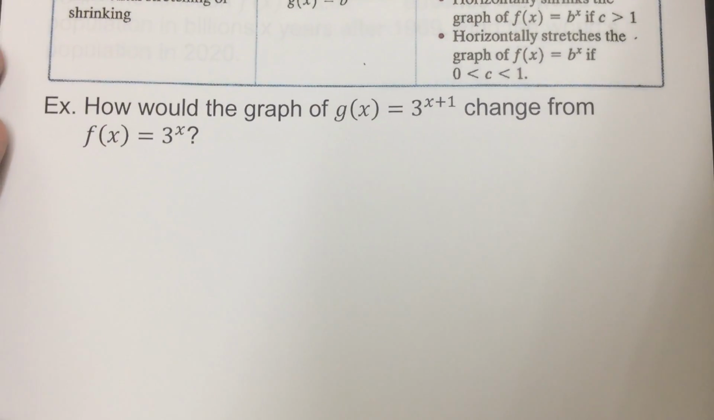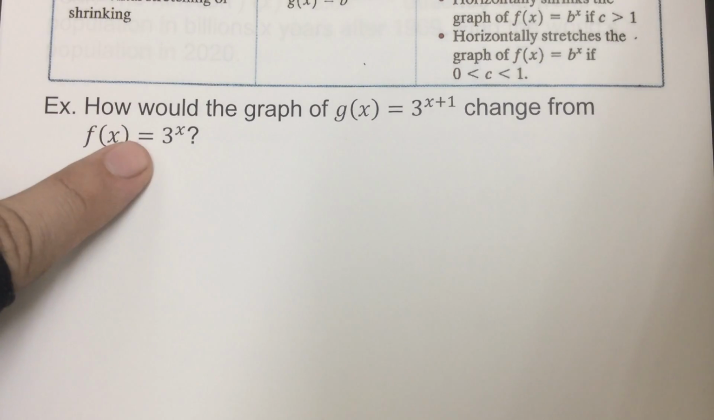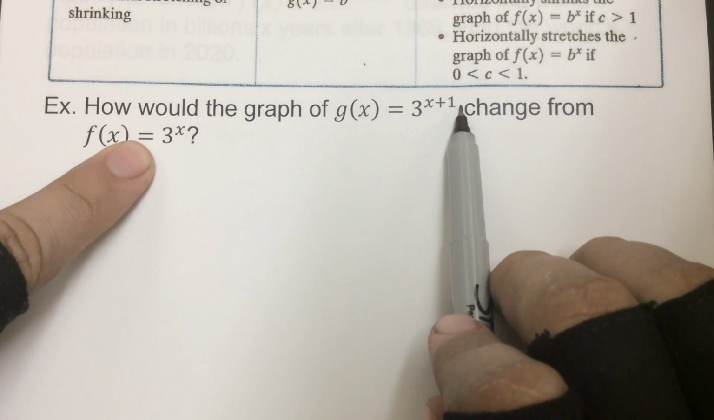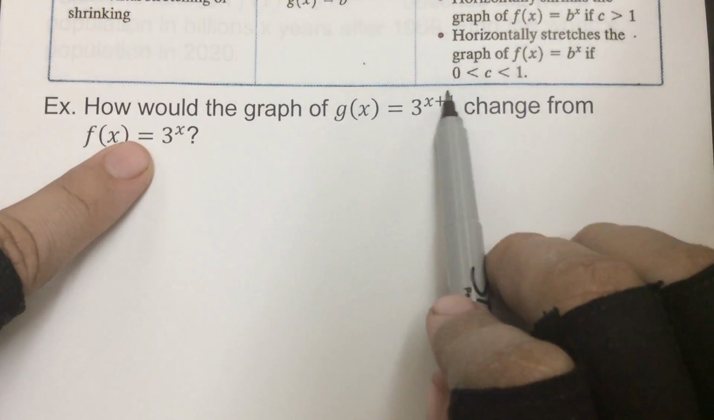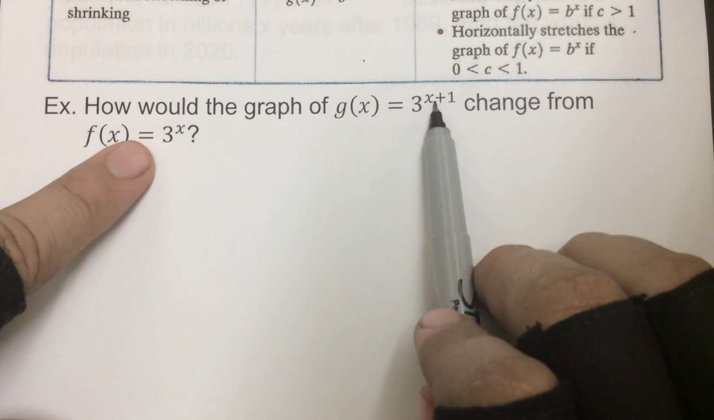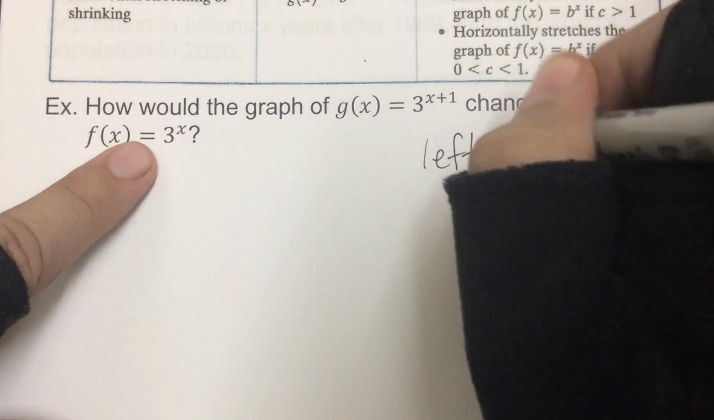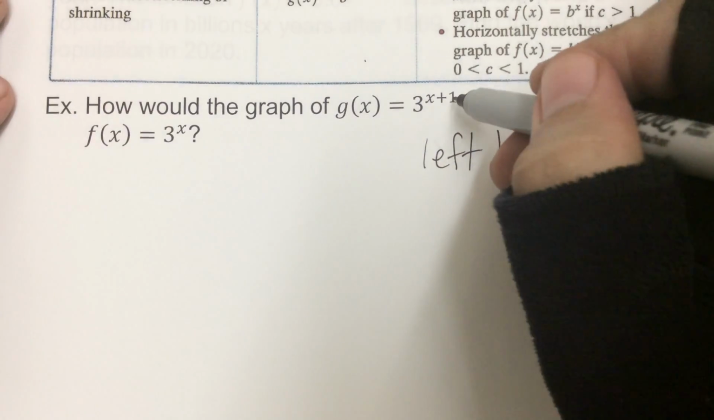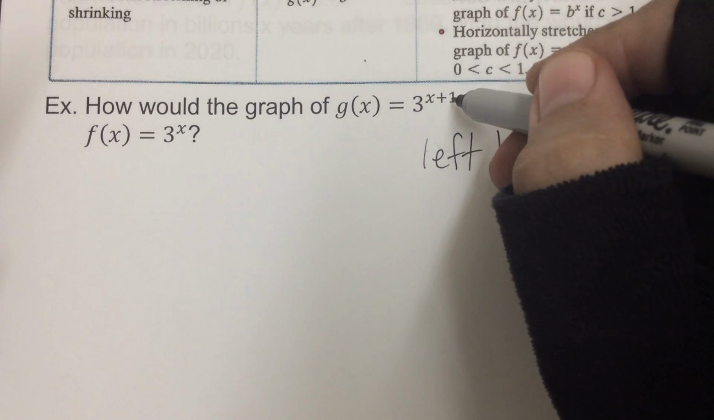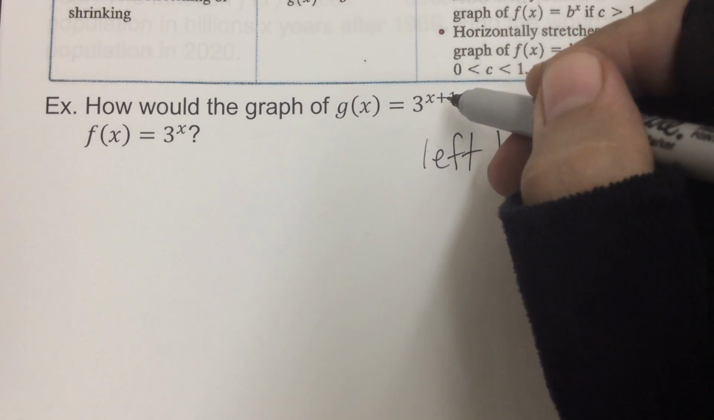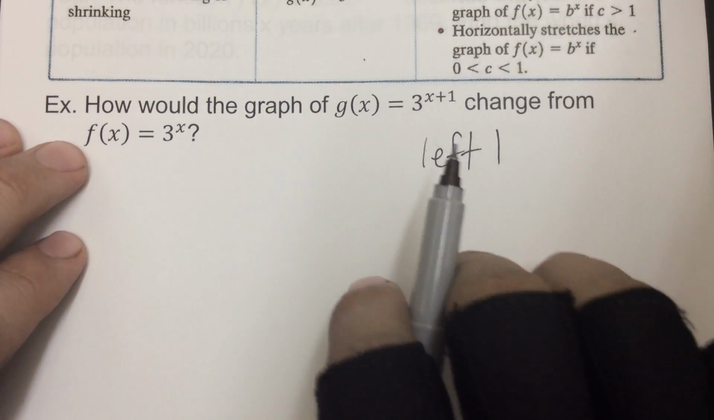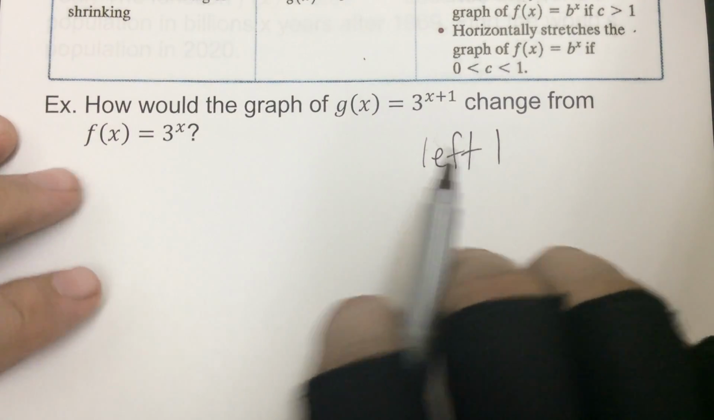So if we look at one like this, how would this graph change from 3 to the x compared to 3 to the x plus 1? Well, this plus 1 is on the inside, so it's going to go left to right, and because it's added, we're going to go left 1. So inside the exponent, left to right, and it's always opposite, so plus 1 is actually to the left, and so it's going to go left 1 because it was added.